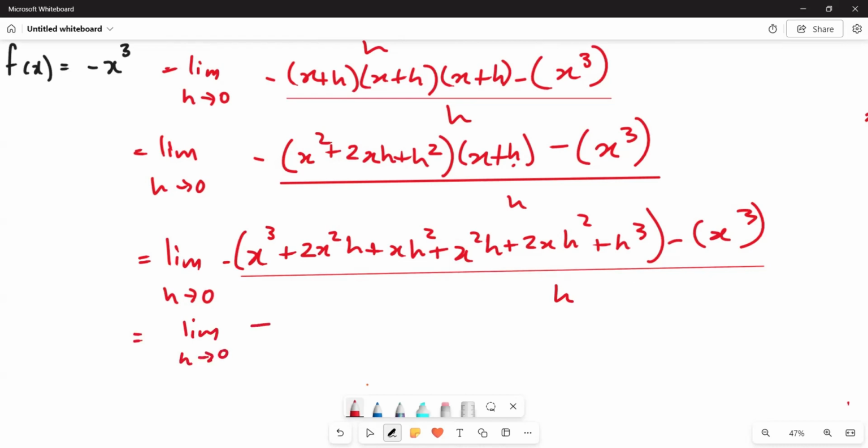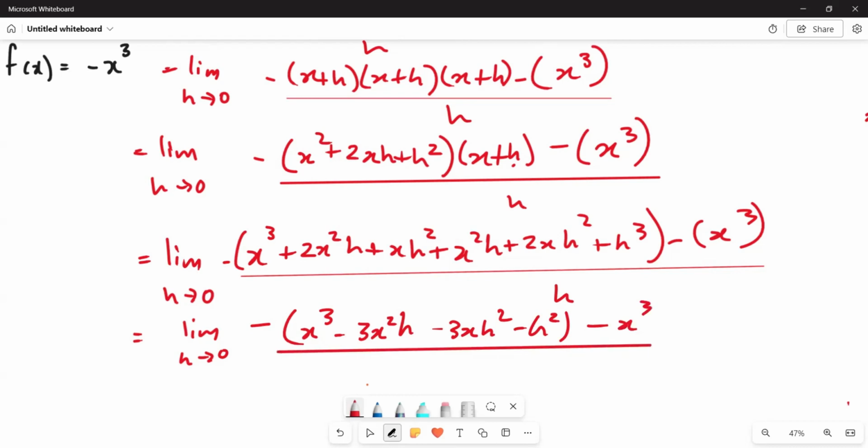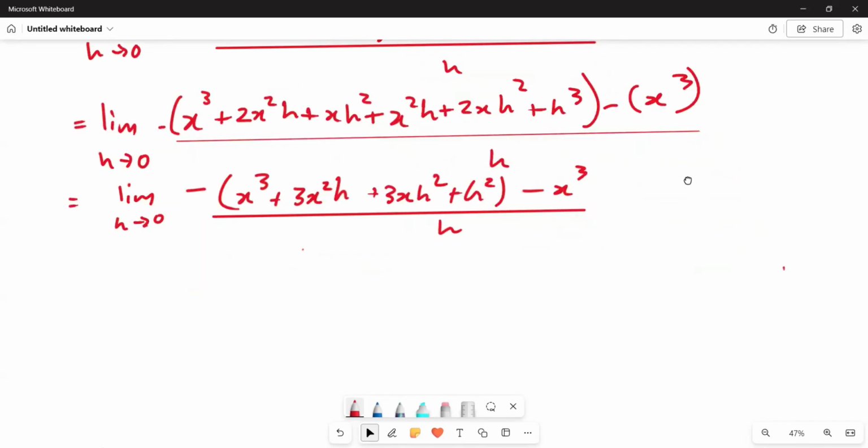Now you are going to just group in like terms, right? So which means you are going to have the negative into x cubed, subtract 3x squared h, subtract 3x h squared, subtract h cubed, minus x cubed over h. Or rather, this is just plus. Look at me, already multiplying with the negative. So now when you multiply with the negative, everything is going to change.